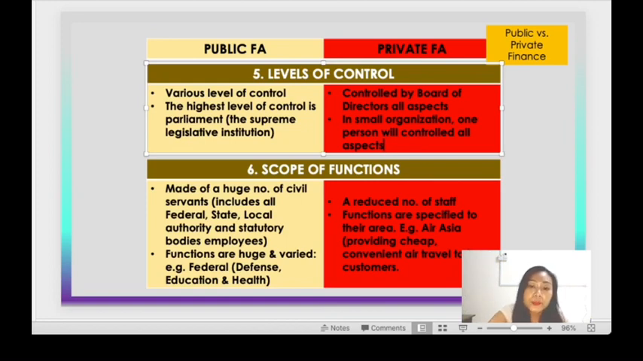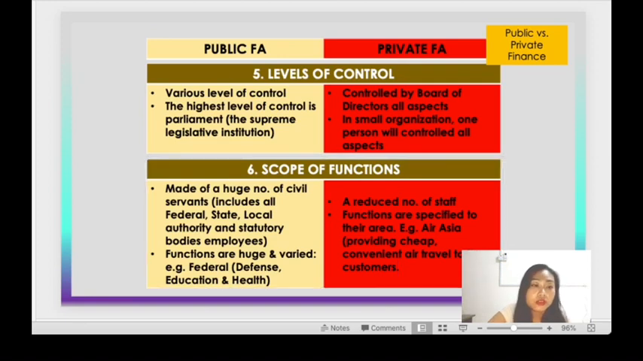Meanwhile, scope of functions is actually only talking about broad scope or narrow scope. You can see that public finance has a very broad scope. Meanwhile, private finance is very narrow. For example, functions are specified to an area. For example, AirAsia provides cheap, convenient air travel to its customers. So AirAsia only specifies on airlines. This is all about the differences between public finance administration and private finance administration.